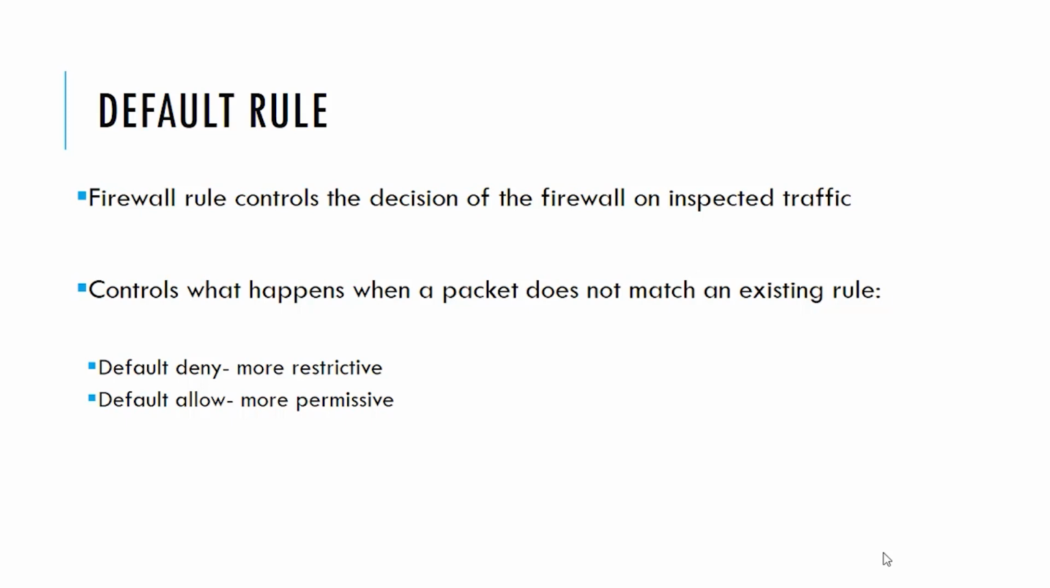Let's say that the firewall rule controls the decision of the firewall on inspected traffic, either to accept this traffic or to reject it, to allow it inside my network or to ban it from inside my network. The rule controls what happens when a packet does not match an existing rule. Which rule? This is exactly the default rule. By default, the firewall is either accepting traffic or rejecting traffic.